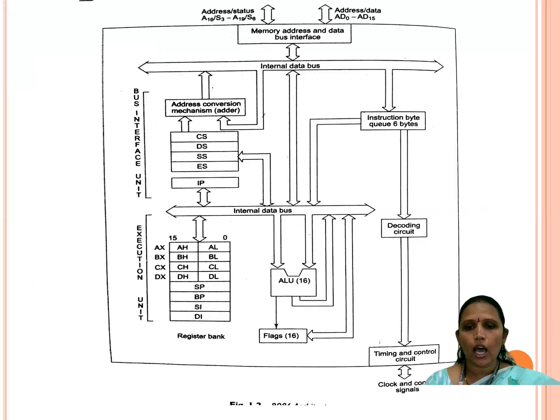Coming to the internal architecture of the 8086 microprocessor, this is the internal architecture. It can be divided into two parts: the bus interface unit and the execution unit. The bus interface unit fetches the instructions, and the execution unit takes the instructions from the bus interface unit. It is a giving and taking process performed by the execution unit.